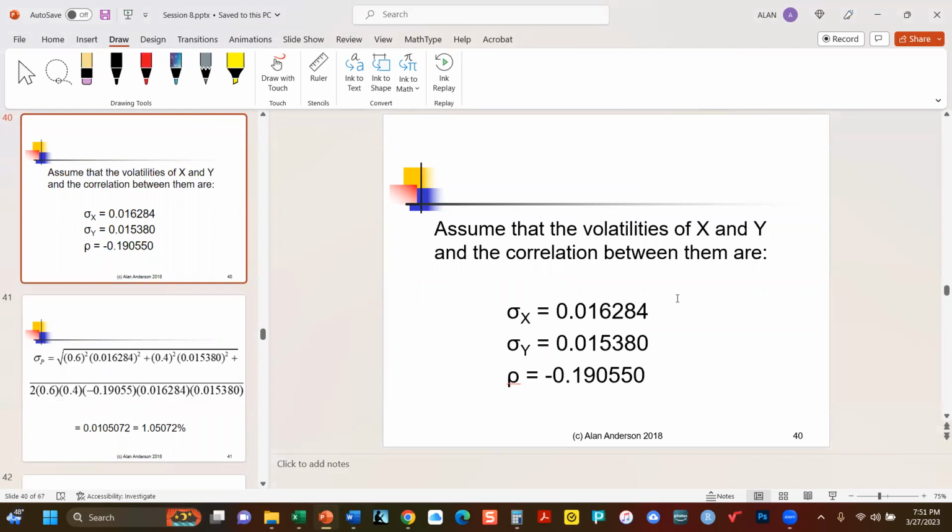Now, I've already done this for you. These are the standard deviations and the correlation coefficients. And just so you can see how this works.